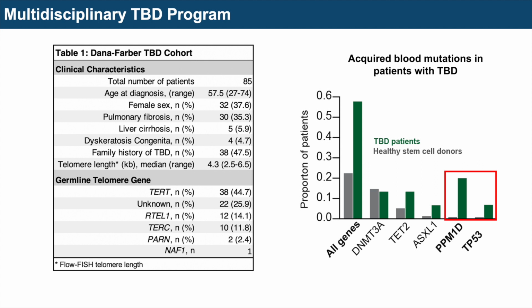And so we know that as a normal consequence of aging, all of our blood cells develop changes, mutations in our blood cells. But what we know is that patients that have a telomere biology disorder, shown here in green on this graph, have a really, really high incidence of having these acquired changes.